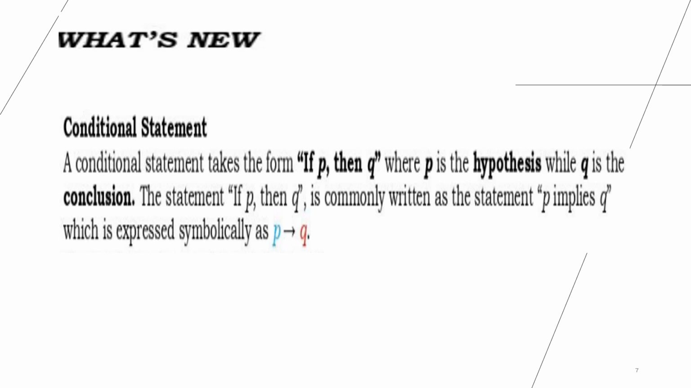All right, so let us continue. We have the conditional statement. A conditional statement takes the form of if P, then Q, where P is the hypothesis, while Q is the conclusion. The statement if P, then Q is commonly written as P implies Q, which is expressed symbolically as P → Q.